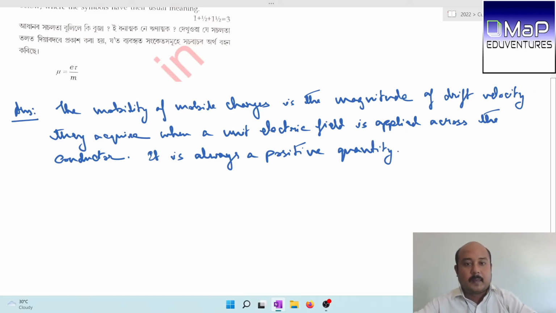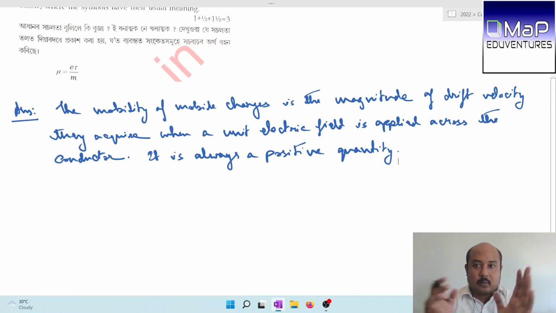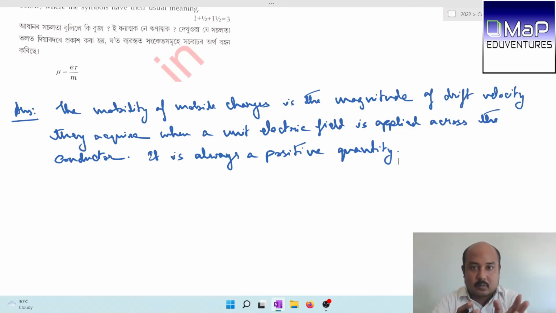The mobility of mobile charges is the magnitude of drift velocity they acquire when a unit electric field is applied across the conductor. Whenever we apply an electric field across a conductor, the mobile electrons acquire a drift velocity and a net velocity in the direction of the electric field or opposite to it, depending on the charge polarity.